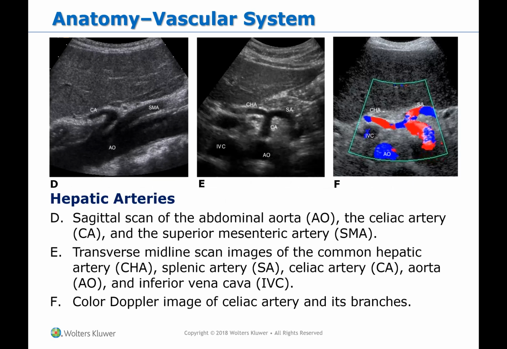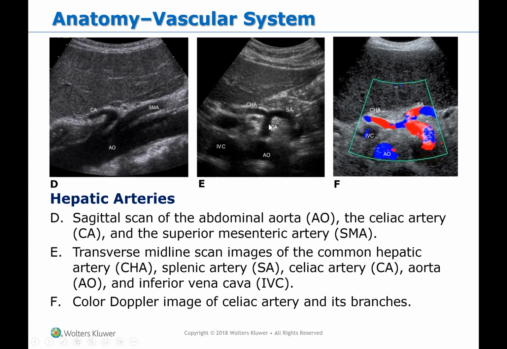So this is a sagittal scan of the abdominal aorta, with the celiac artery coming off there that we talked about last lecture, and the superior mesenteric artery. So you can see how they're branching off of the aorta there. This is what it looks like in transverse, kind of like that seagull or a birdie.